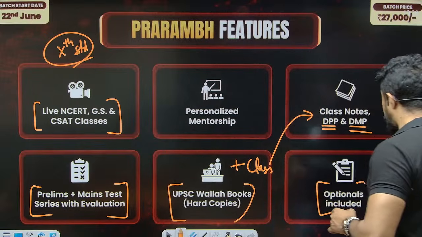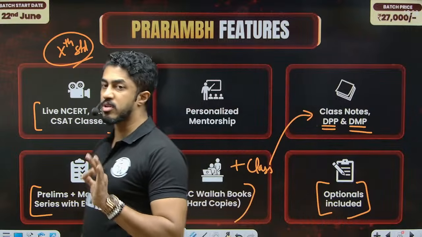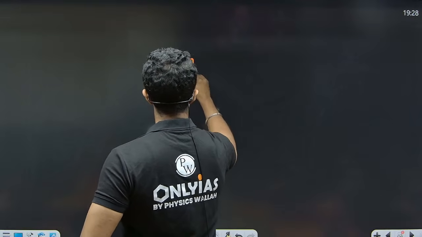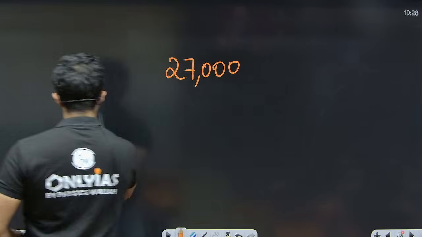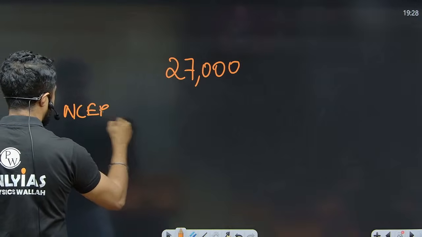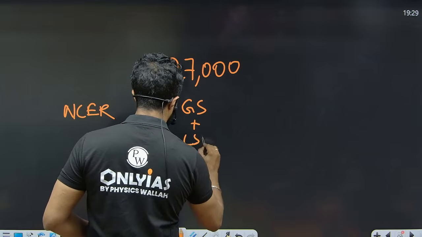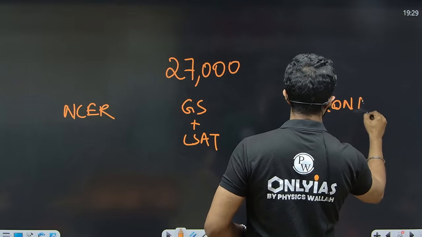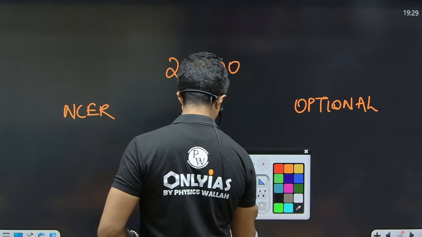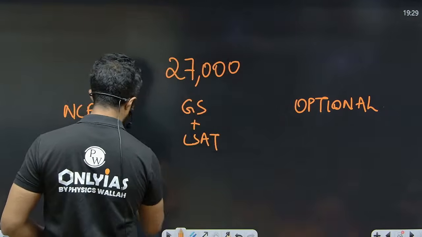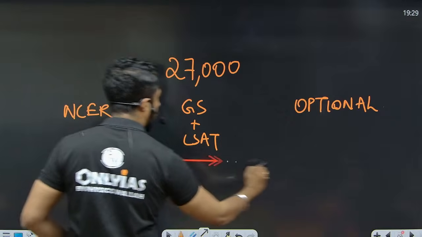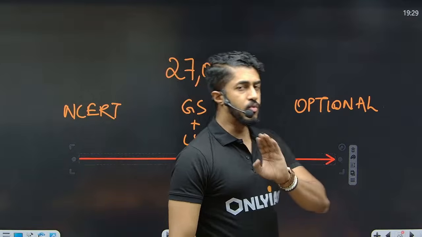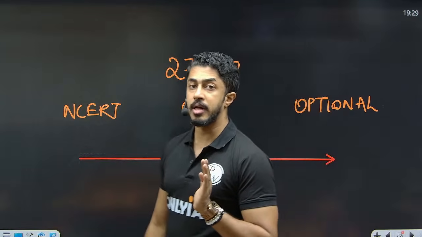And optional is also covered. That is the most beautiful aspect here. That means 27,000 if you pay. Right from NCERT, GS plus CSAT, optional. The journey which will start from NCERT will stop only at your optional. Keep it in mind. You won't have to spend 1 rupee extra beyond that.